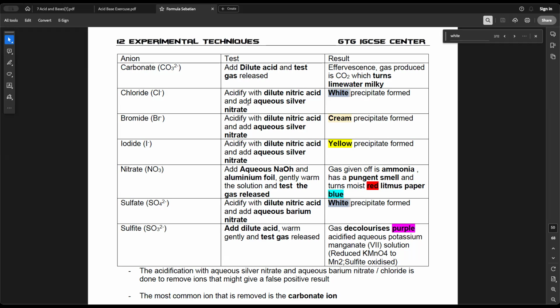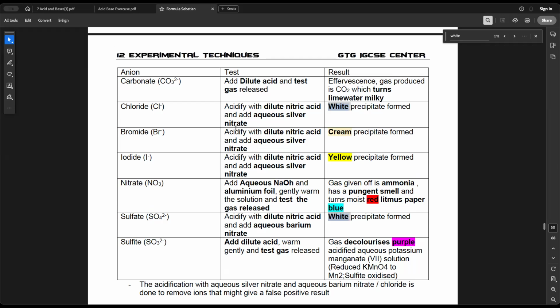Cream precipitate means the solid that comes out is creamy, and it's a precipitation that forms. Don't worry, later I'll send you the digital version as well. Okay, so listen up.